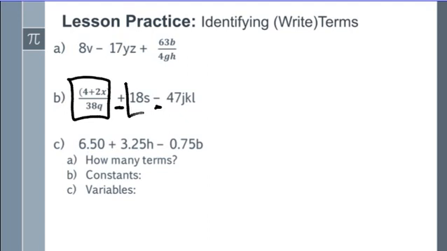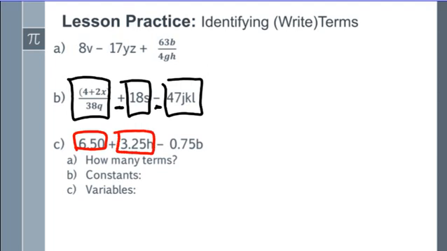1 term, 2 terms, 3 terms. Do not count this plus between 4 plus 2x. That does not count as a plus sign separating a term because this is grouped together. The 4 plus 2x divided by 38q, that is all grouped together. Okay, so I have 3 terms for letter B. Let's look at letter C. How many terms are in letter C? Well, here's 1 term. Here's a second term. Here's a third term, because they're all separated by a plus or a minus sign. So I have 3 terms.